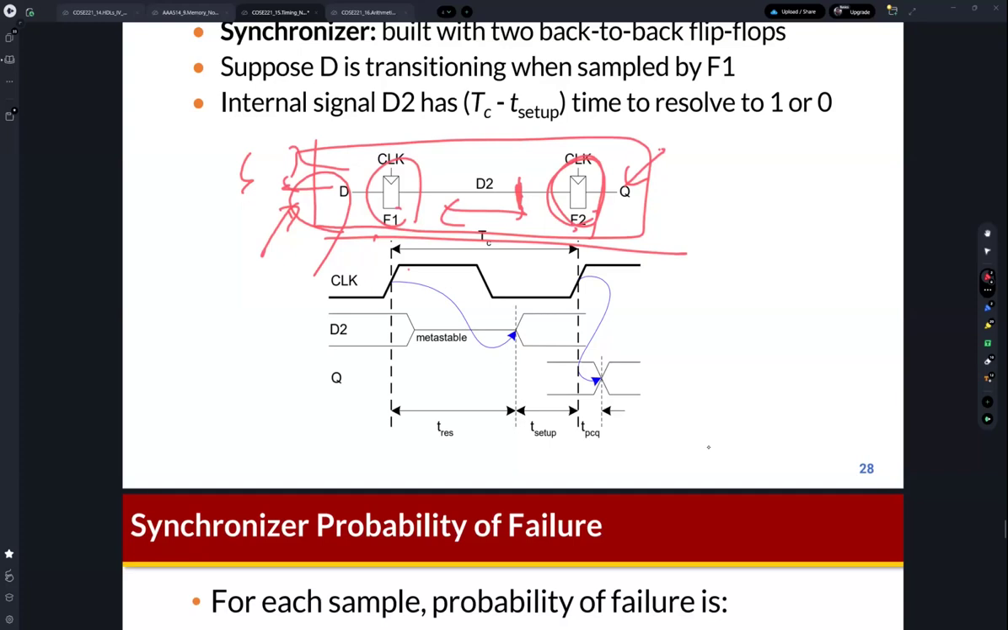An asynchronous input is sampled by back-to-back D flip-flops. This circuit is called the synchronizer. By using a synchronizer, we can reduce the metastability. We cannot remove it entirely, right? Because it is a kind of probability function, but we can reduce the probability dramatically.